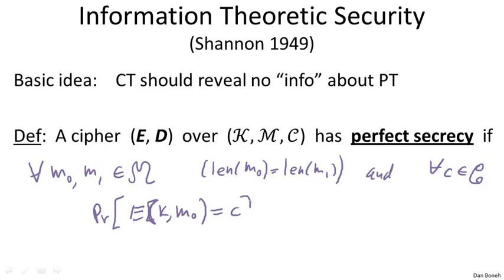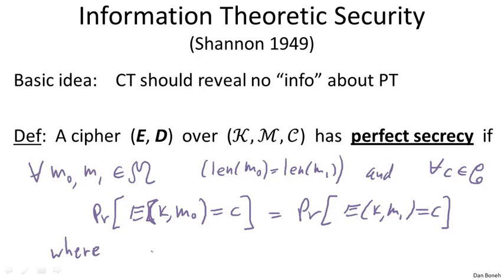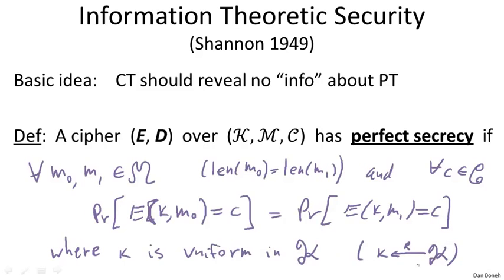gives C? So how likely is it, if we pick a random key, that when we encrypt M0 we get C? That probability should be the same as when we encrypt M1. So the probability of encrypting M1 and getting C is exactly the same as the probability of encrypting M0 and getting C. And this is, as I said, where the distribution is over the key. So the key is uniform in the key space. So k is uniform in K. I'm often going to write k with a little r above an arrow to denote the fact that k is a random variable that's uniformly sampled in the key space K.